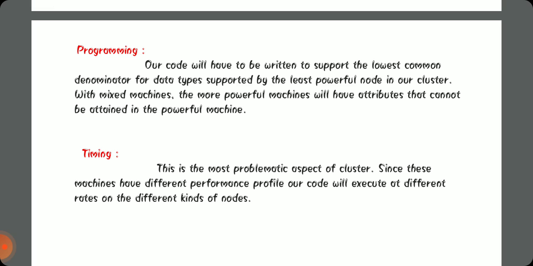Programming. Our code will have to be written to support the lowest common denominator for data types supported by the least powerful node in our cluster. That is, in mixed machines, the more powerful machines will have attributes that cannot be attained in the less powerful machines. Timing. This is the most problematic aspect of a cluster. Because of different performance profiles, our code will execute at different rates on different kinds of nodes.